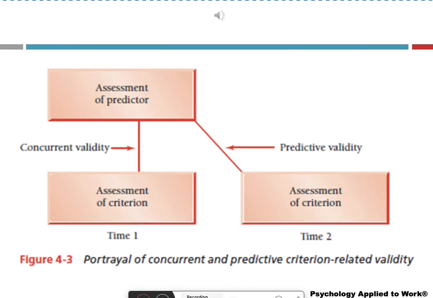And predictive validity would be where we're assessing our predictor at time 1, and then at a later time, we're measuring our criterion. So that's predictive validity. The difference between the two is time. When we do both the predictor and the criterion at the same time, that's concurrent. And when we do the predictor before and then the criterion after, when we have some temporal delay, then that's more predictive validity. But both of these are criterion validity, just different types.